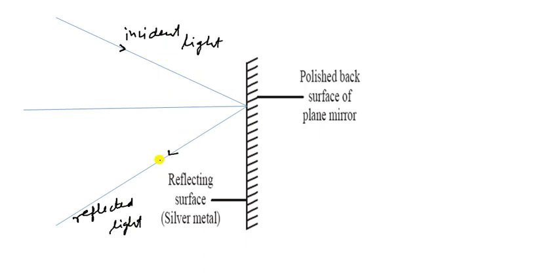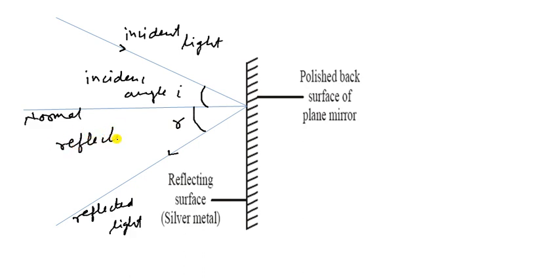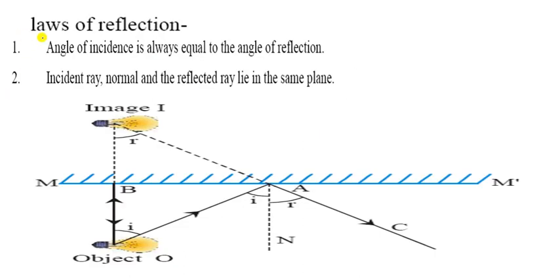Incident ray, reflected ray, and this is your incidence angle, which is denoted by I. It is your normal, and this one is the reflection angle, and it is denoted by R. Like this. So this is the reflection on a plane mirror.